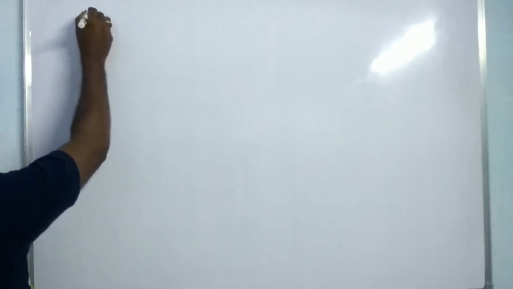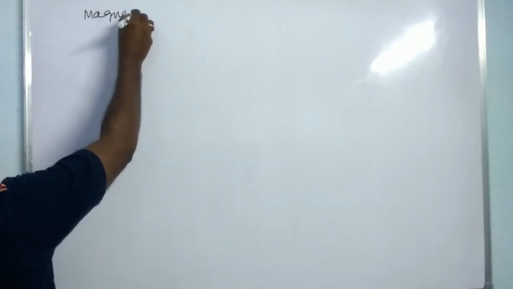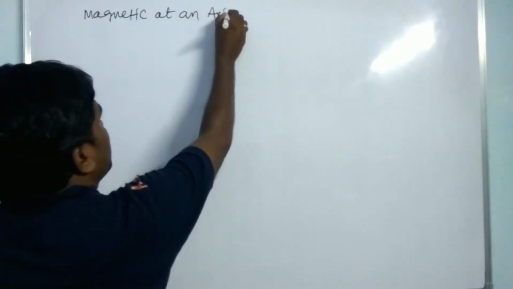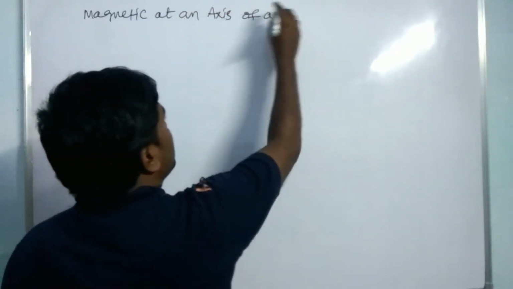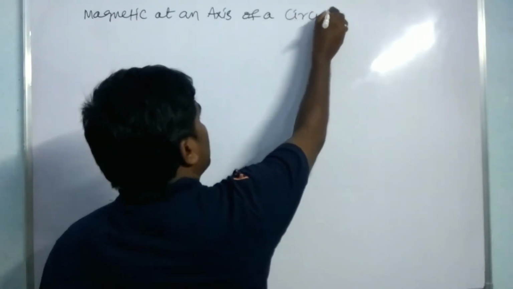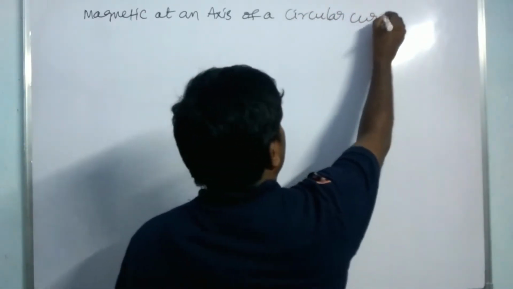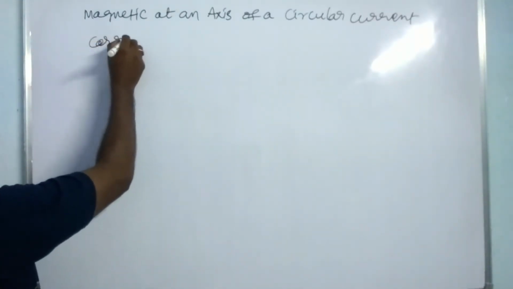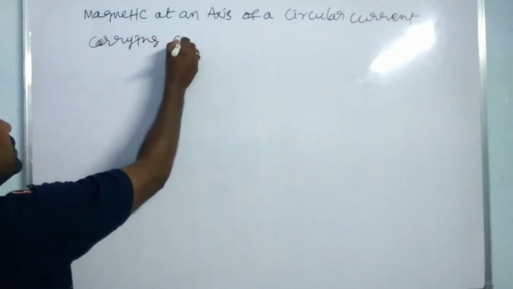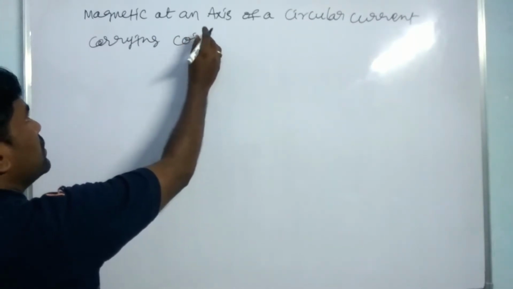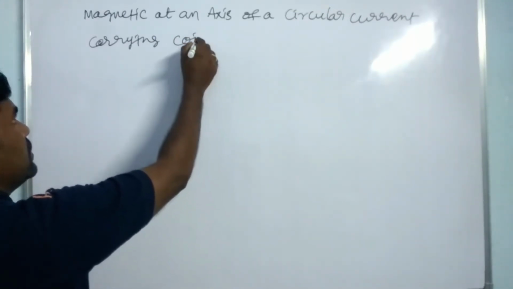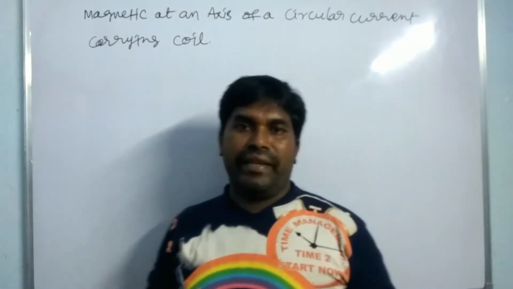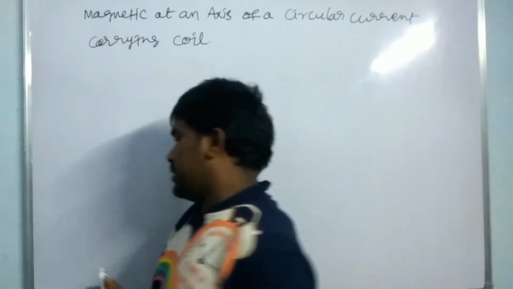Magnetic field at an axis of a circular current carrying coil, right? So very important. This is one of the important parts we have to learn here. Okay, so let us start.